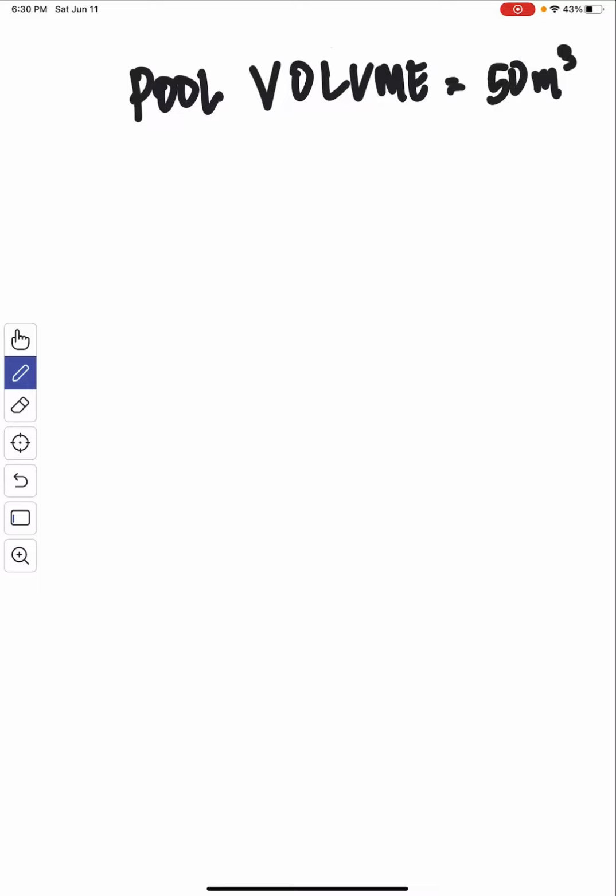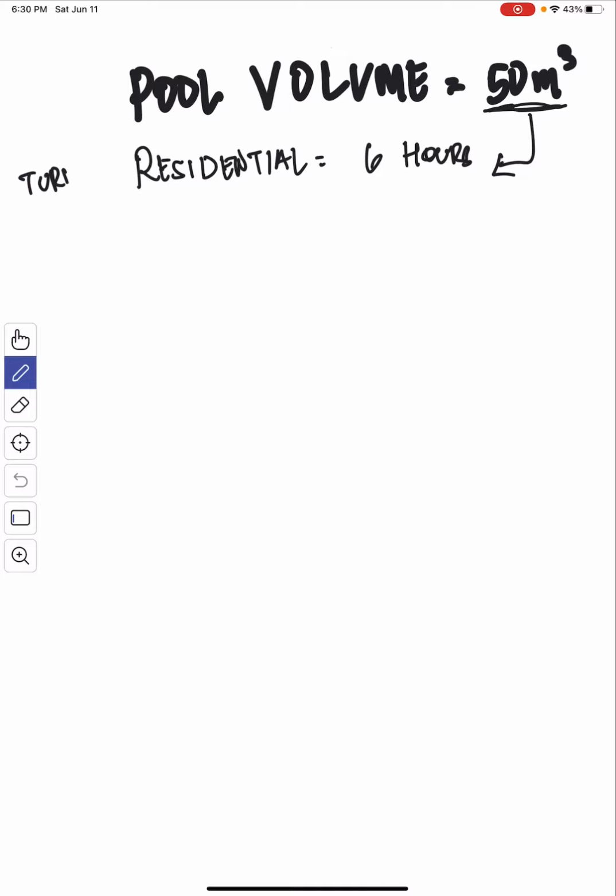If the pool is residential, we have a turnover rate of 6 hours. Basically what that means is this whole pool volume will pass through the filtration system in 6 hours. This is the turnover rate. For commercial, we have a turnover rate of 4 hours.